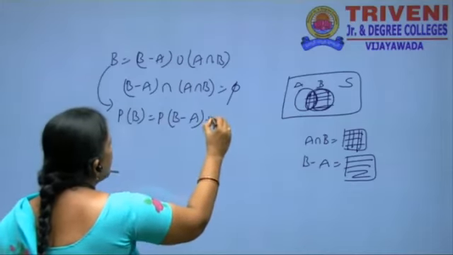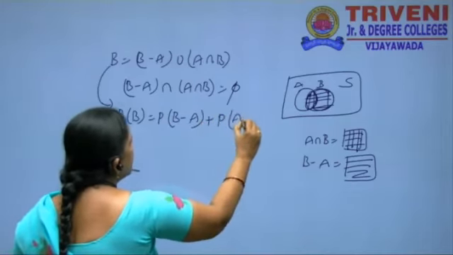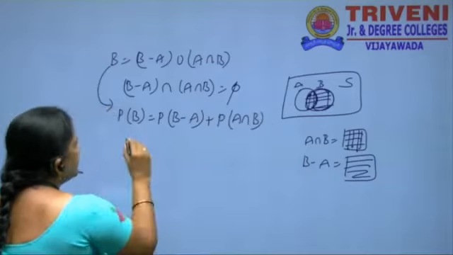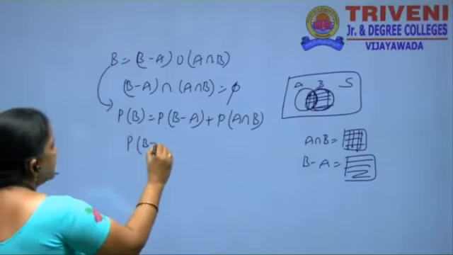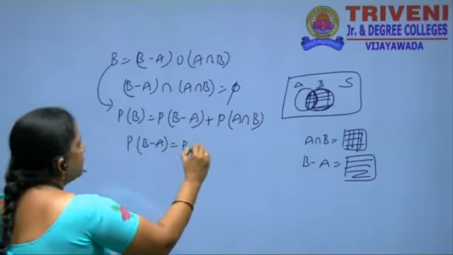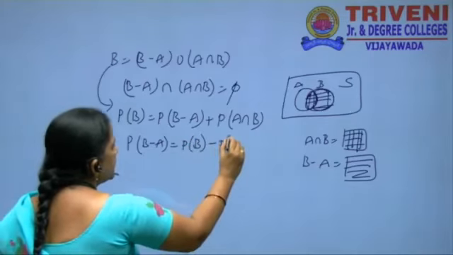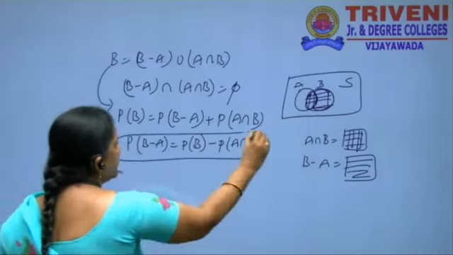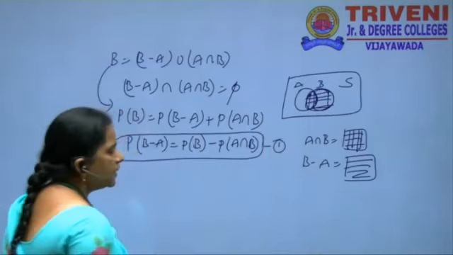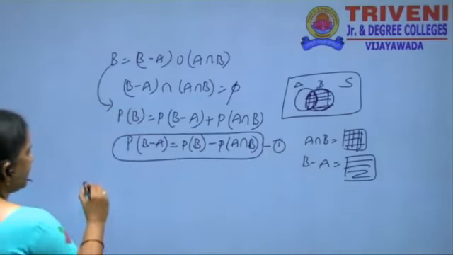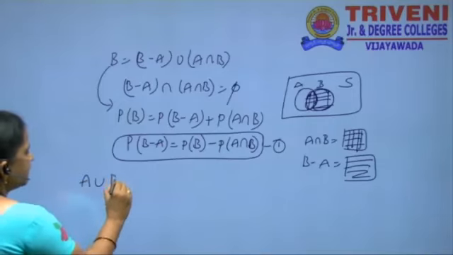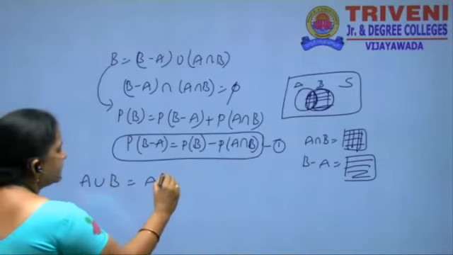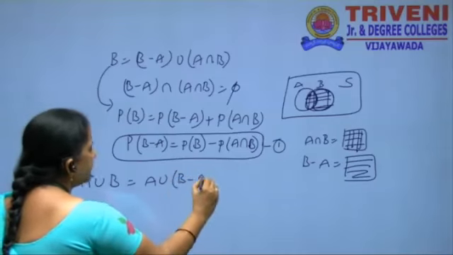Here the union becomes plus P of A intersection B. P of B minus A is nothing but P of B minus P of A intersection B. We take this as equation 1. And then A union B can be written as A union B minus A.